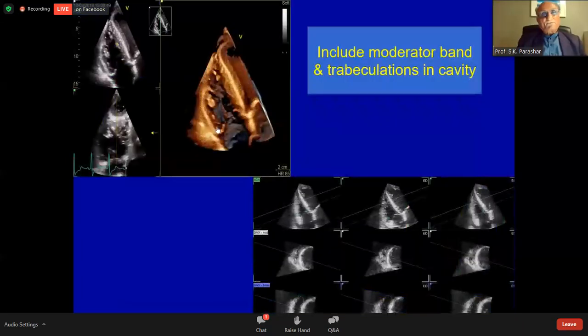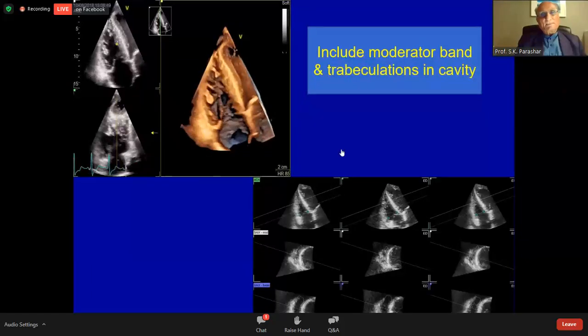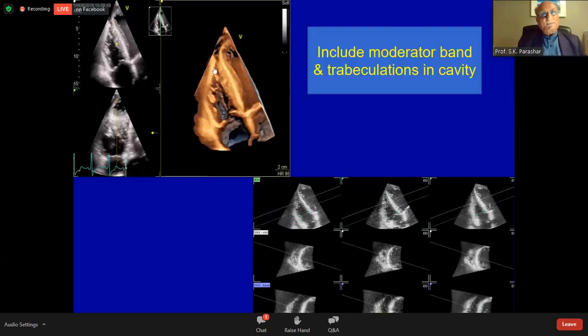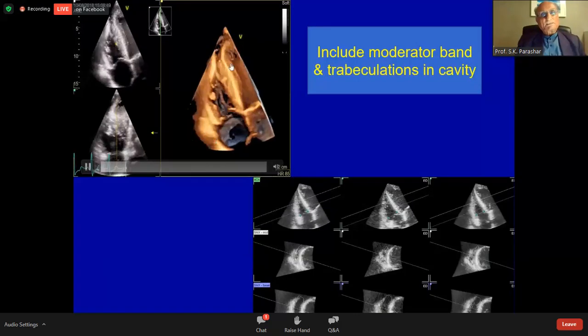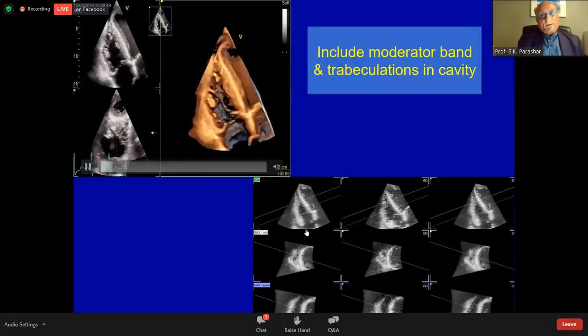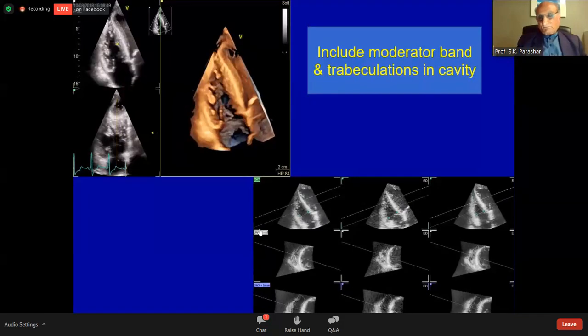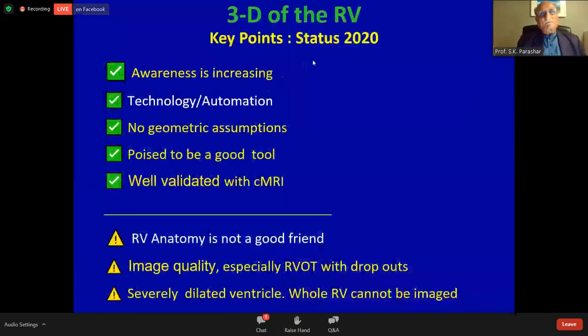done. And whenever you do it, again, include the moderator band and trabeculation in the RV cavity, and do not trace around it. So these are some of the examples of RV volume and the status of the key points: awareness is increasing. There are no geometric assumptions. It is poised to be a very good tool, well validated with MRI.